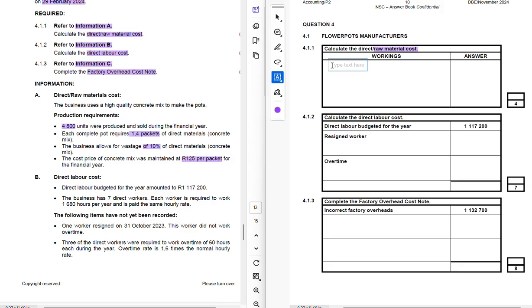Now, in order to get what we are looking for, we're going to open the brackets and say we manufacture 4,800. Each unit requires 1.4 packets, and we are going to allow a 10% wastage, which is 1.1. So we manufactured 4,800 units. In order to manufacture 4,800 units, we require direct material of 1.4 packets. And we know that we are allowing for the extra 10%, which is a normal wastage, so times 1.1.